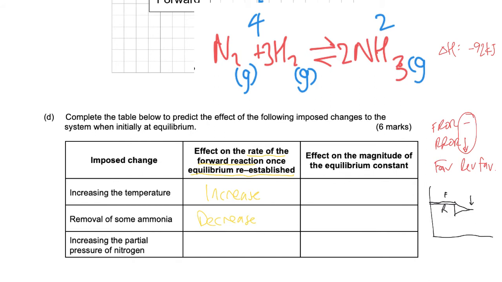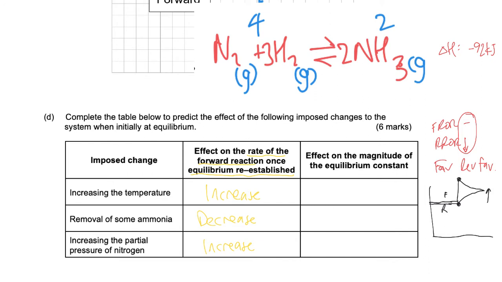Okay, increasing the partial pressure of nitrogen, that increases the forward rate of reaction. The reverse rate of reaction stays the same. So that's an increase here, because even though the rate of reaction goes down after, it's actually going to be higher than what it was before. So the forward will go up, the reverse will stay the same. And then that one will go down, that one will go up, but still the forward went up, the reverse went up.